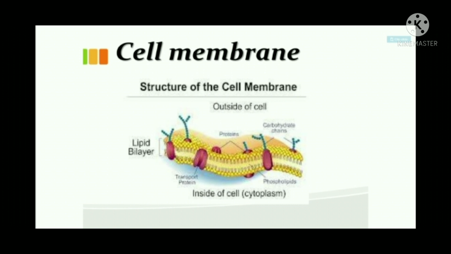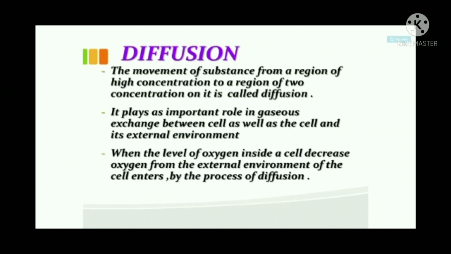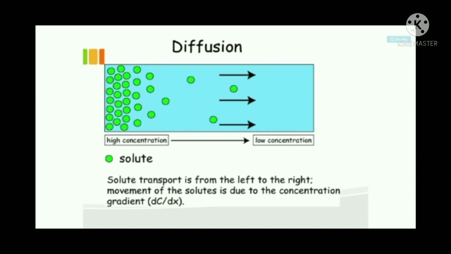Diffusion. What is diffusion? Diffusion is the movement of substance from a region of higher concentration to lower concentration. It is called diffusion. It plays an important role in gaseous exchange between cells as well as between the cell and its external environment. In diffusion, solute transport is from left to right. Movement of the solutes is due to the concentration gradient, dc/dx.